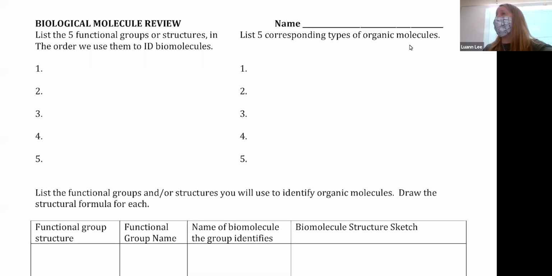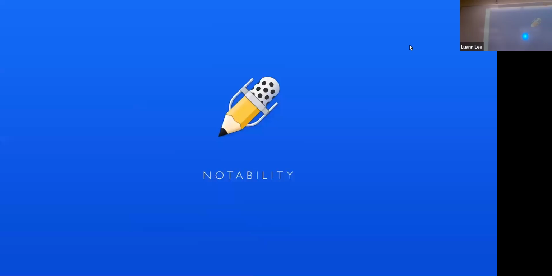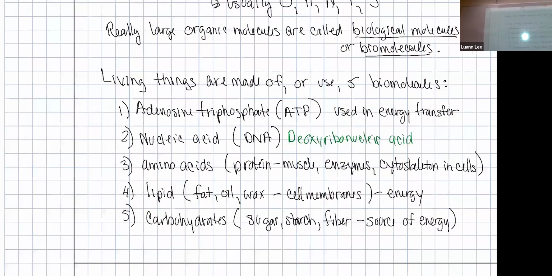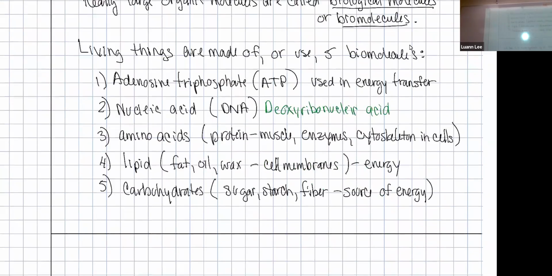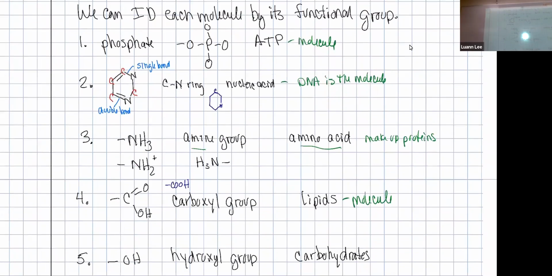Then the lab is not going to go as smoothly for you. So everything that came from here should be in your notes. A couple places you can look: the first day notes, and the second day, where we listed the different biomolecules and then listed the functional groups. So you also have structures of functional groups here.